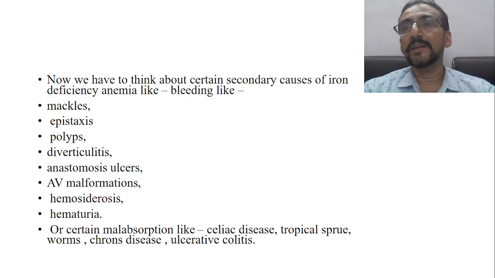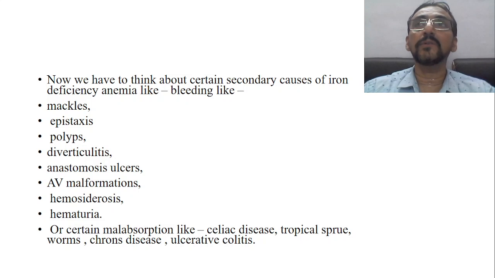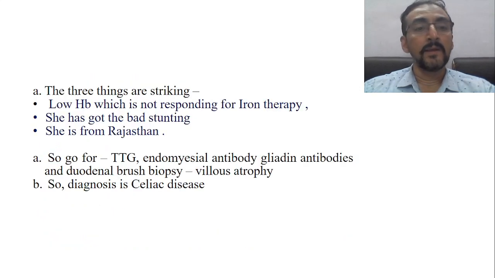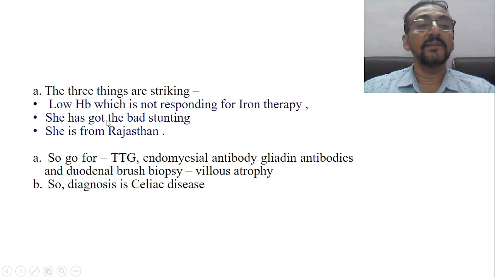यहाँ पे तो respond नहीं कर रही है because 2 साल से उसको problem है. So now you have to think about the secondary causes. These are all the secondary causes of iron deficiency because blood has been lost from one or the other sites. So now there are 3 things that we have to think of in this case that are striking.